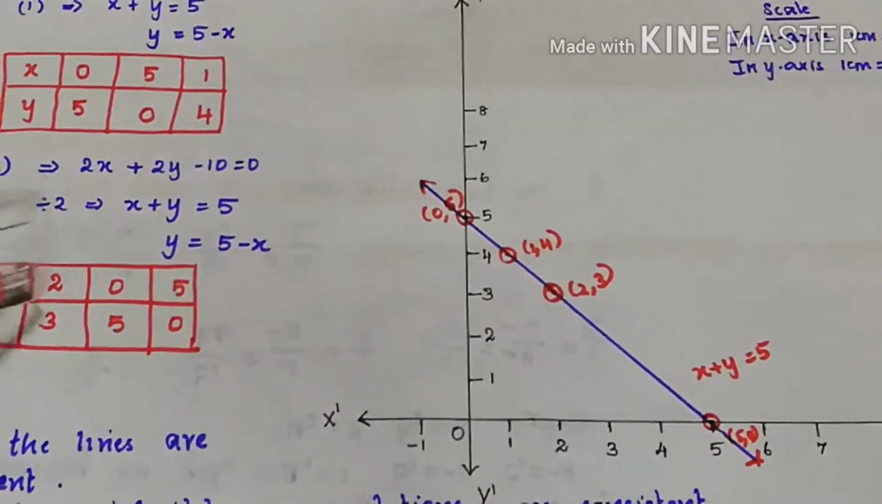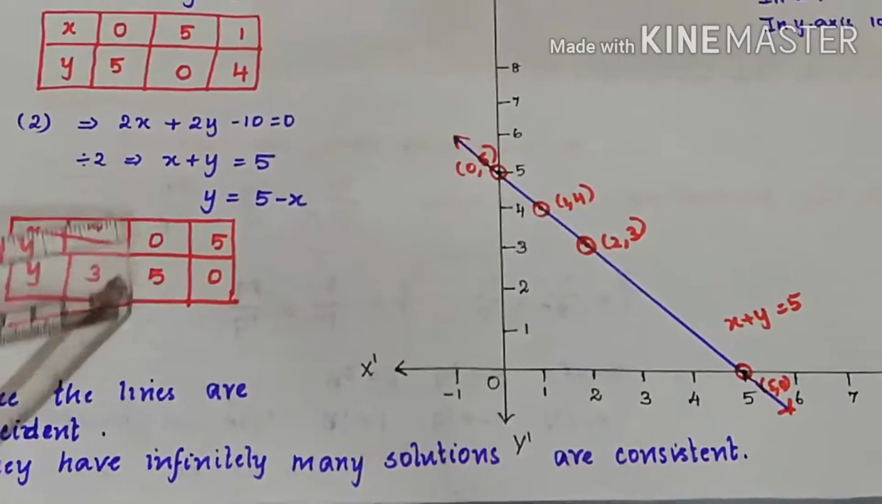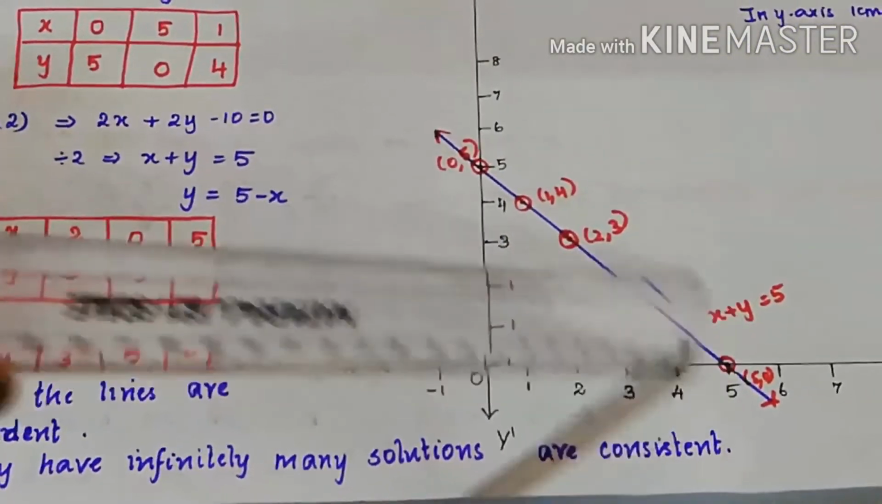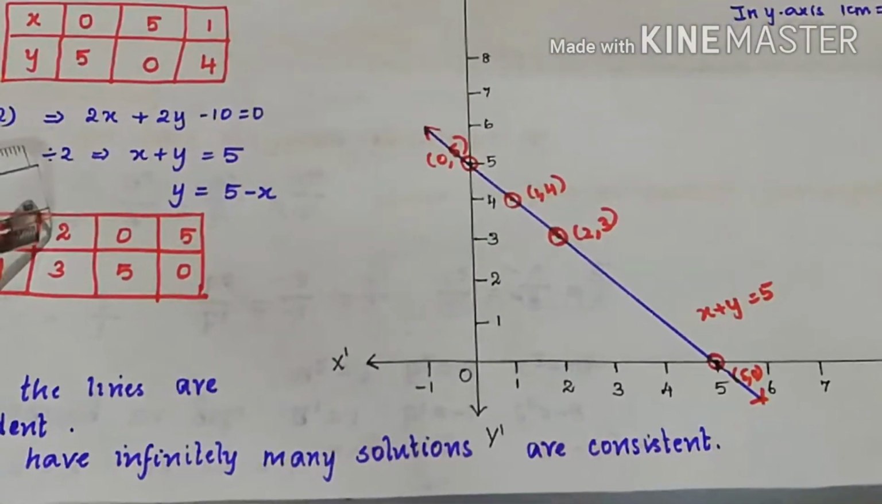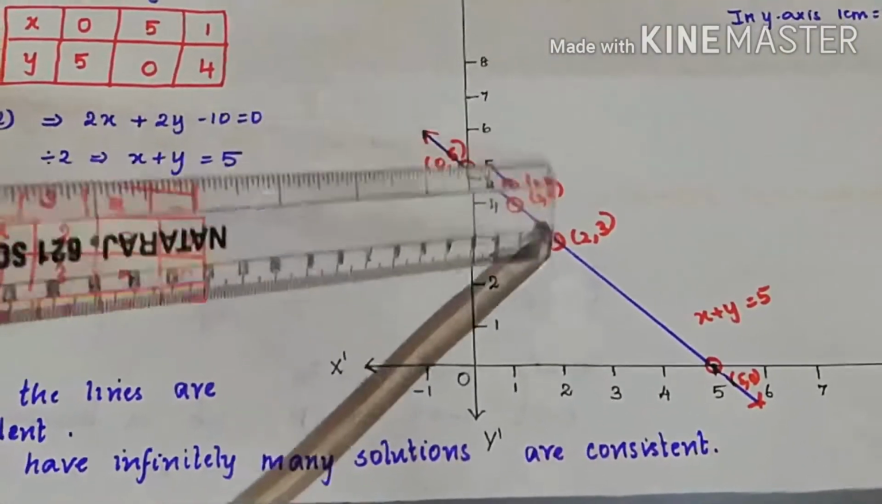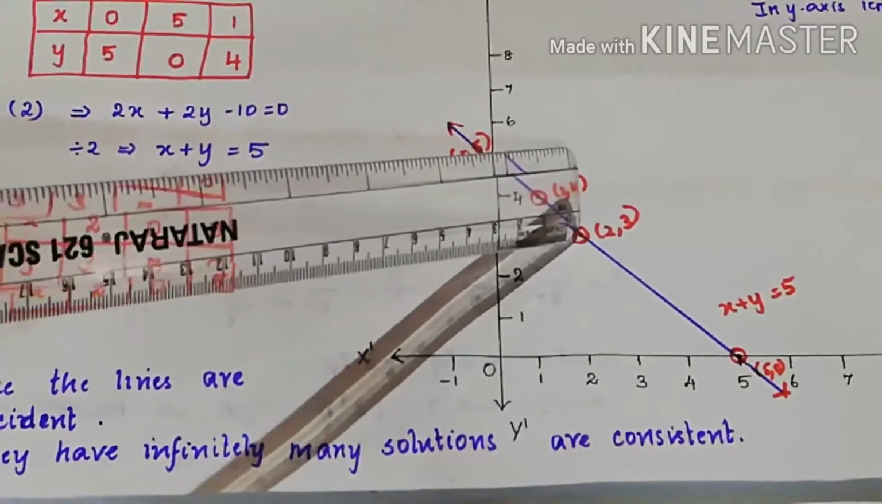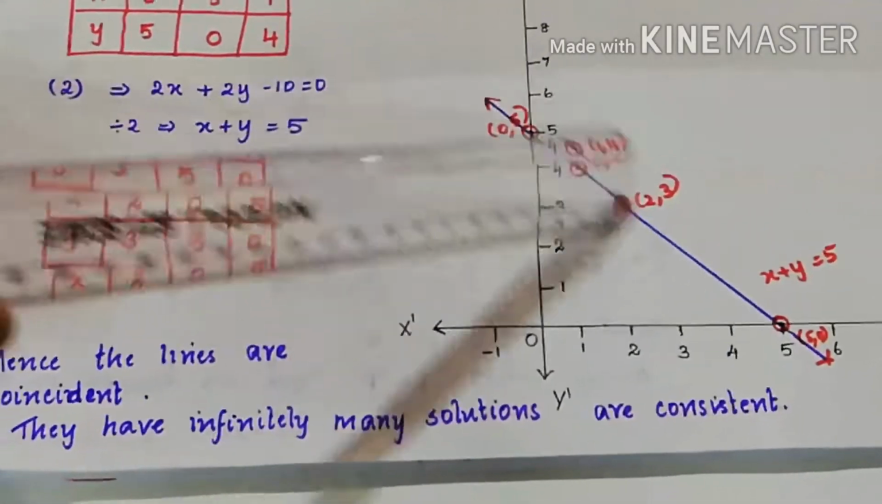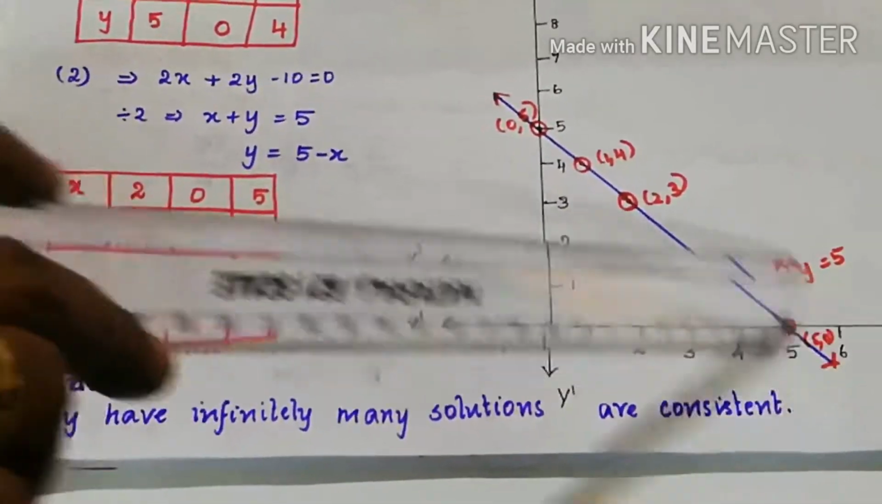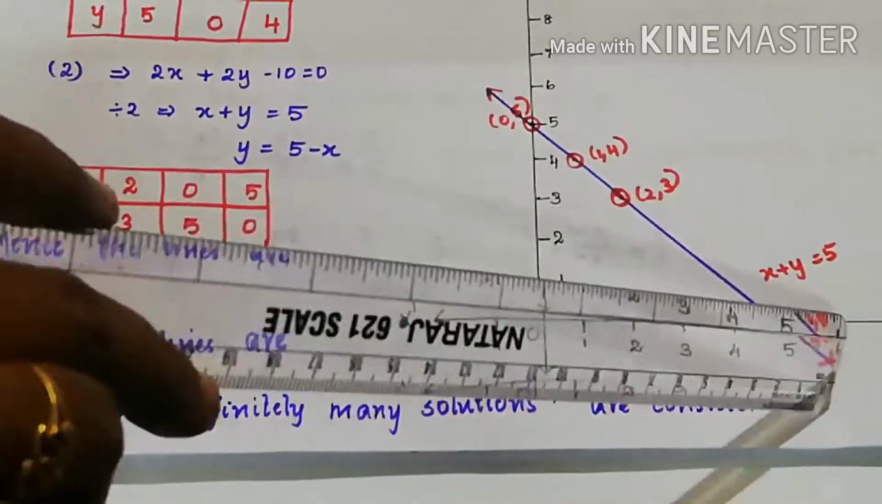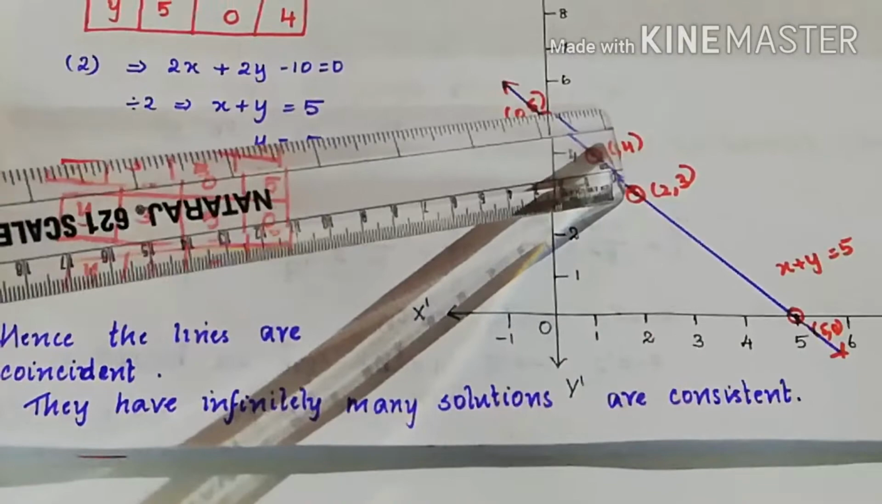Now you see the second one, same points you have, 0, 5 and 5, 0, which we have already plotted, and the third value is 2, 3. You plotted 2, 3, and it lies on that same graph itself. So here both the lines are coincident. They are in the same straight line. So you say it is coincident.